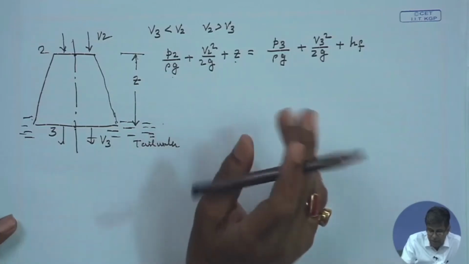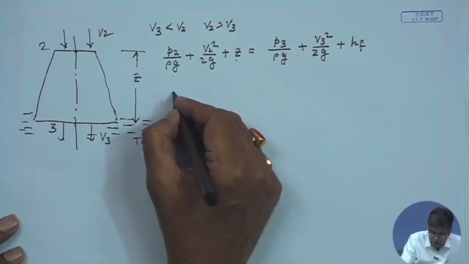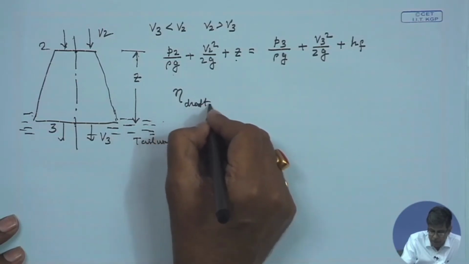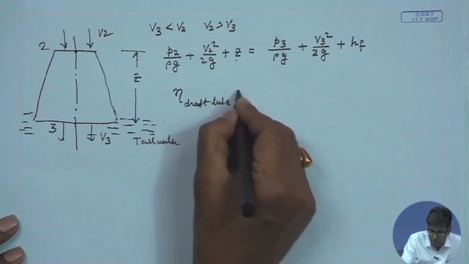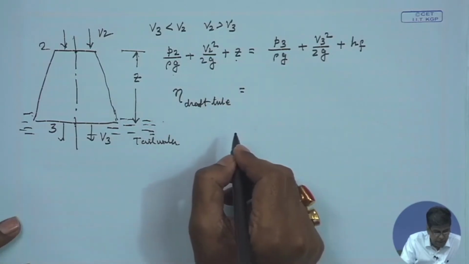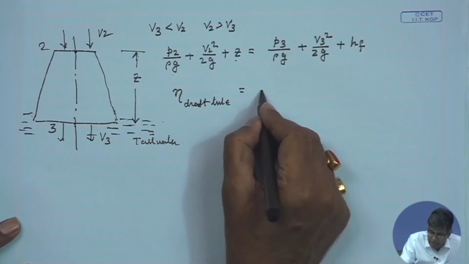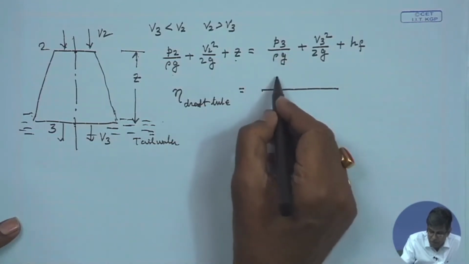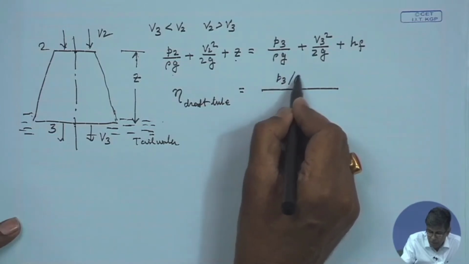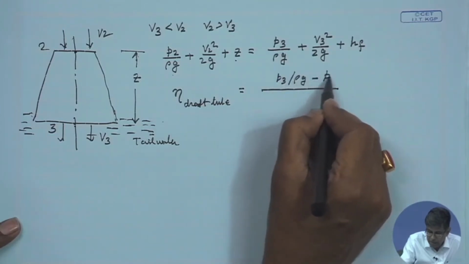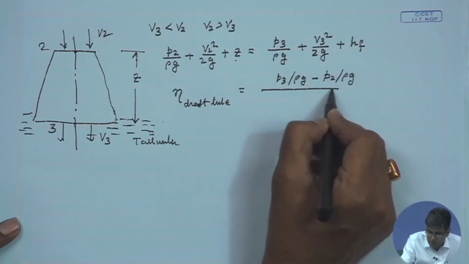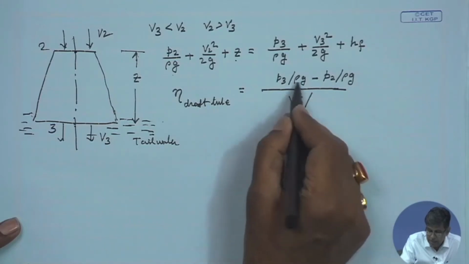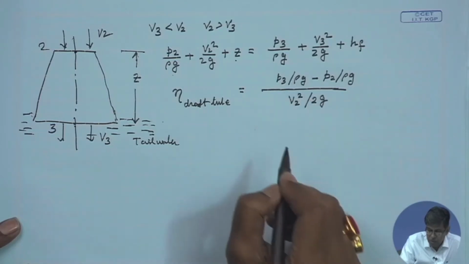Now, here we will define a terminology which is known as eta, that is efficiency of draft tube. Efficiency of draft tube is defined as the rise in the pressure head, that is here P3 is more, that means P3 by rho g minus P2 by rho g divided by the inlet kinetic energy in terms of g. So, V2 square by 2g.